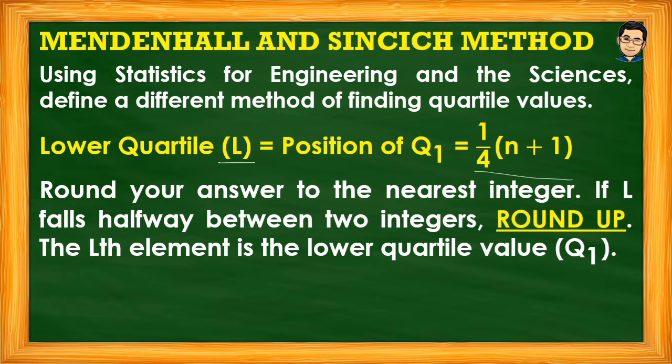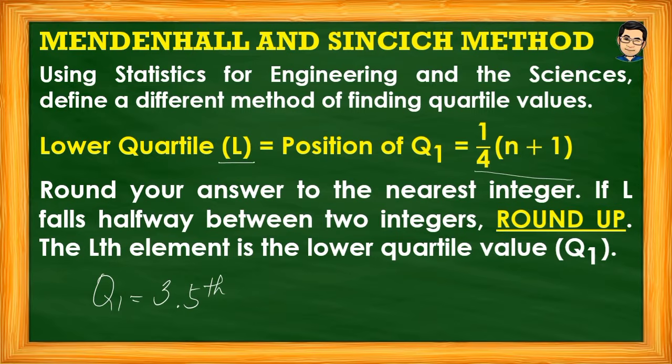And then, upon substituting n into the formula, we have to round off our answer to the nearest integer. If L, the position we got, falls halfway between two integers, we usually round up. So the L element is the lower quartile value. For example, the position, the location of our quartile 1, that we got is 3.5.